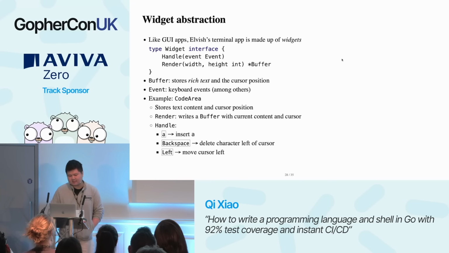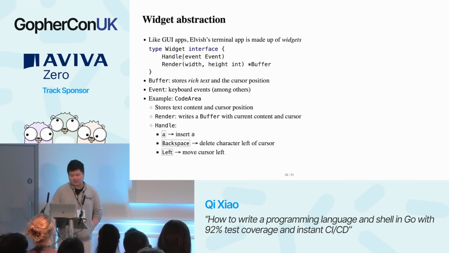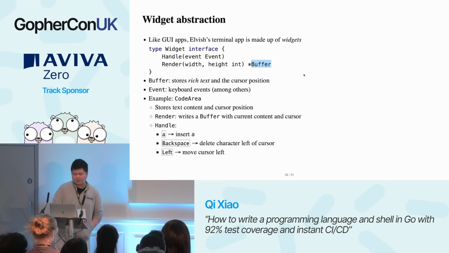It has this thing called widgets. If you have done GUI programming, you're probably familiar with the concept. Elvish is a terminal app, but it also has the same concept, just for breaking things into components. The widget has 2 methods. It has a handle method, which handles an event, and it has a render method, which tells you how it looks. There are some more types here, for instance, the buffer type. What it does is that it stores rich text and the cursor position.